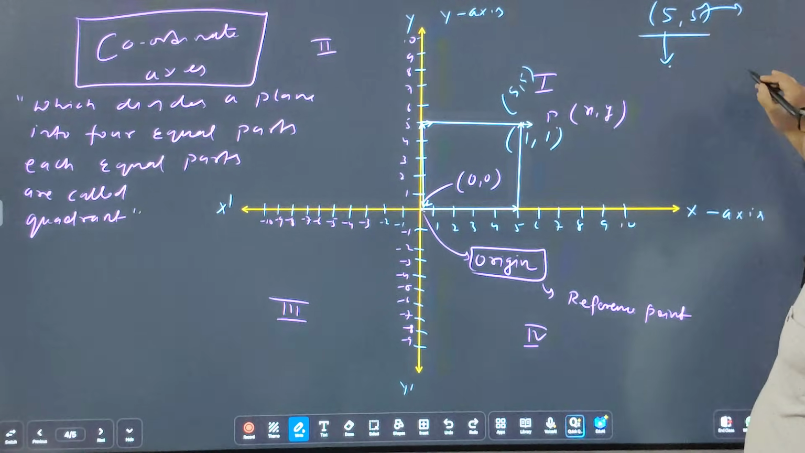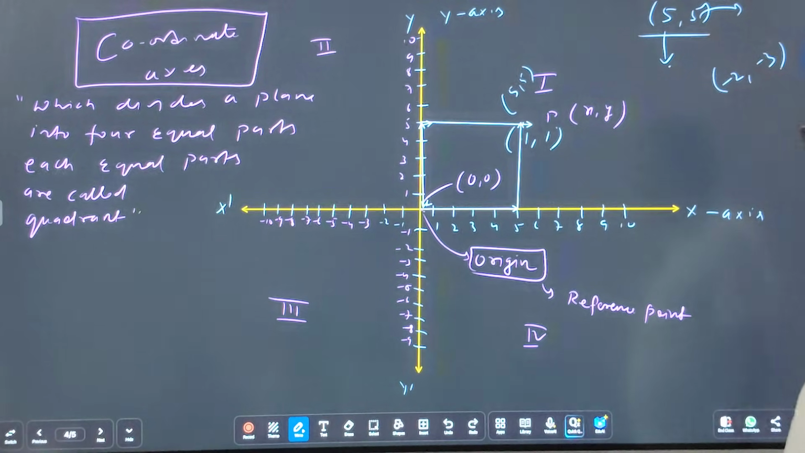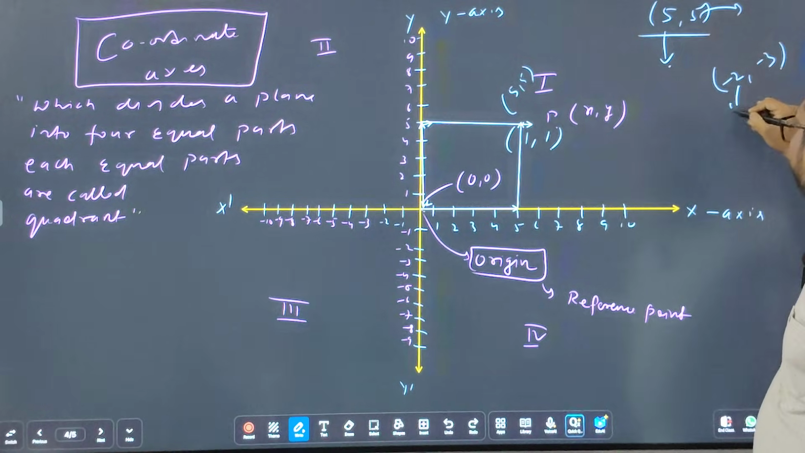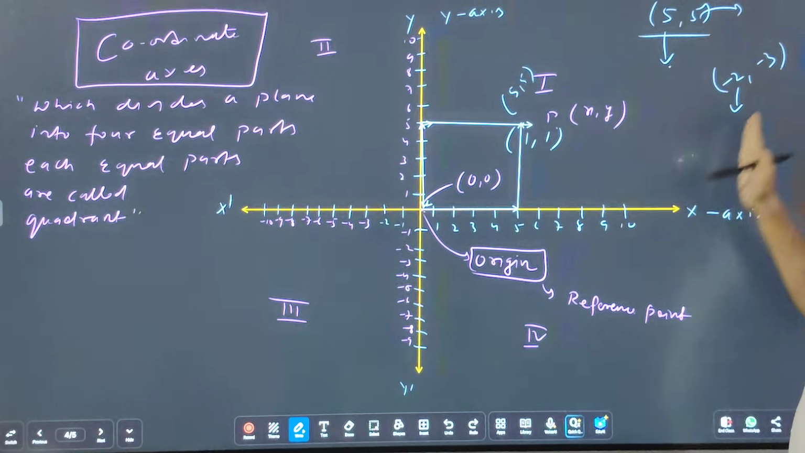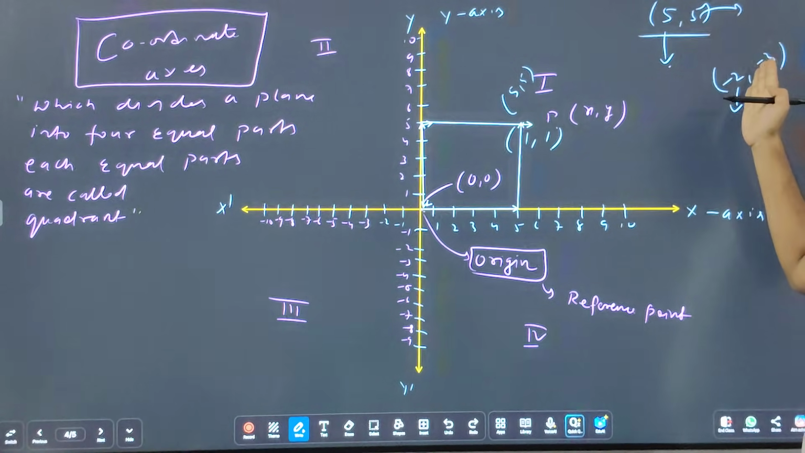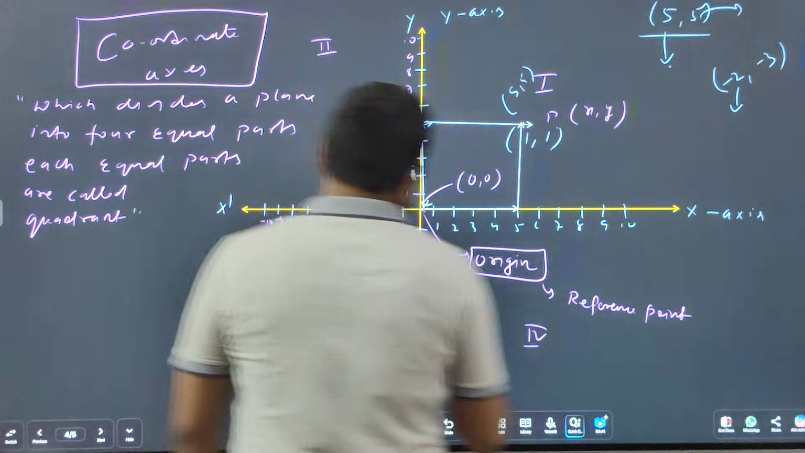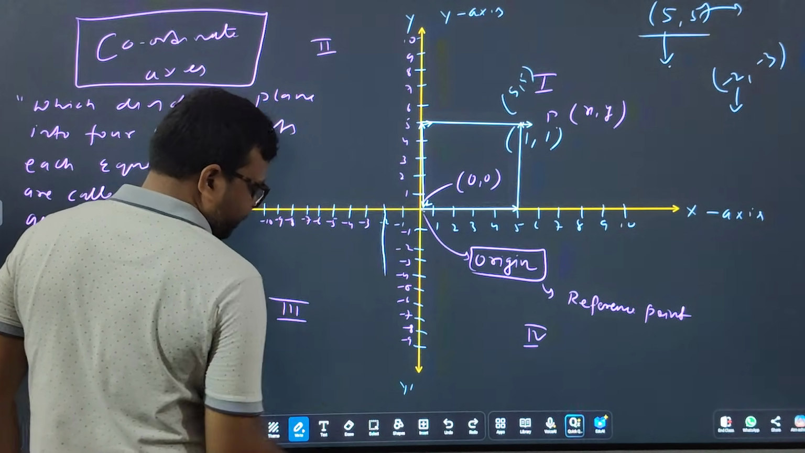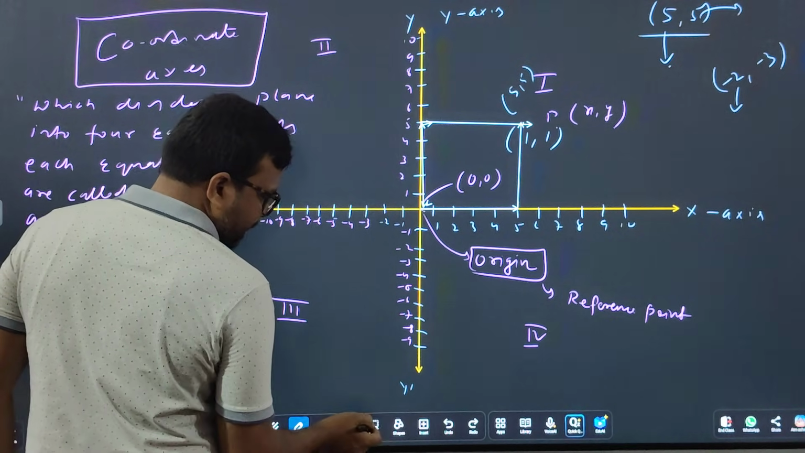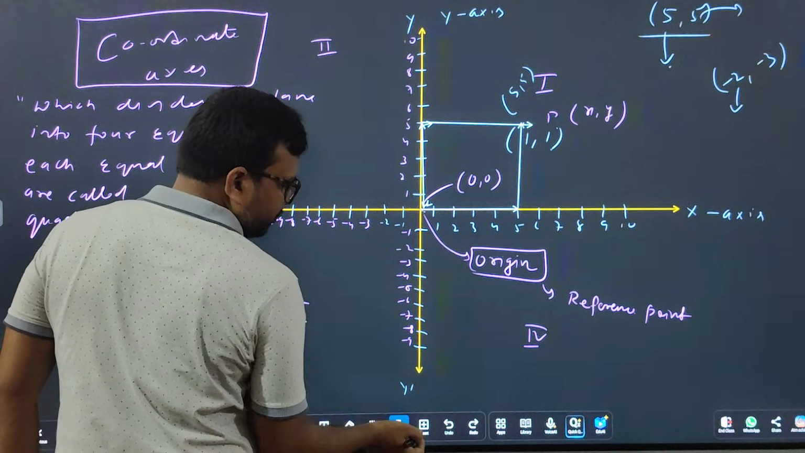Okay. Now in the same way, if you are given -2, -3, now plot it. It shows that you have to move in the negative direction of the x-axis 2 units and in the negative direction of the y-axis, that is -3 units. Now move -1, -2, draw a line from here. Draw a line from here.